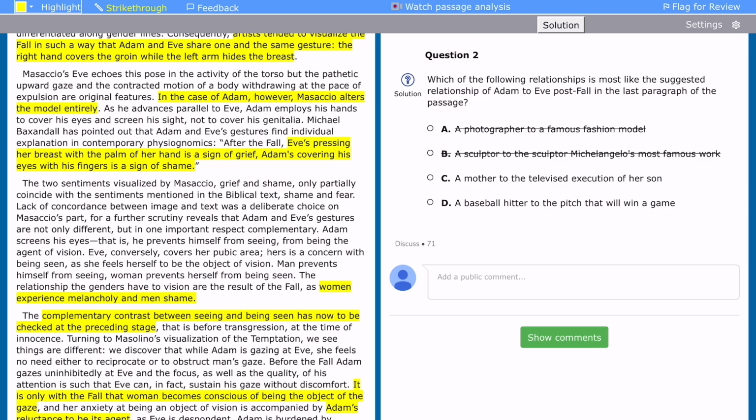C, a mother to the televised execution of her son. Now this is something where not only would the object of the vision be uncomfortable, but also the person watching would be deeply uncomfortable and reluctant to watch, as a mother would not like to watch the televised execution of her son. And then D, a baseball hitter to the pitch that will win a game. This would be maybe excitement, this would be enjoyment, maybe nervousness, but none of these would be reluctance to be the agent. It's his job to hit the ball. So C is our best answer for question 2.